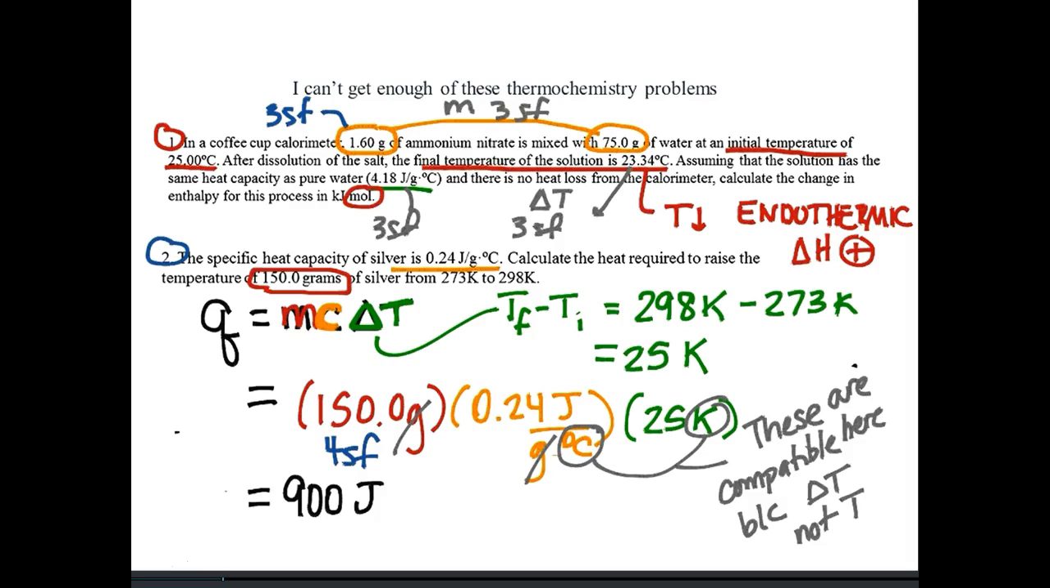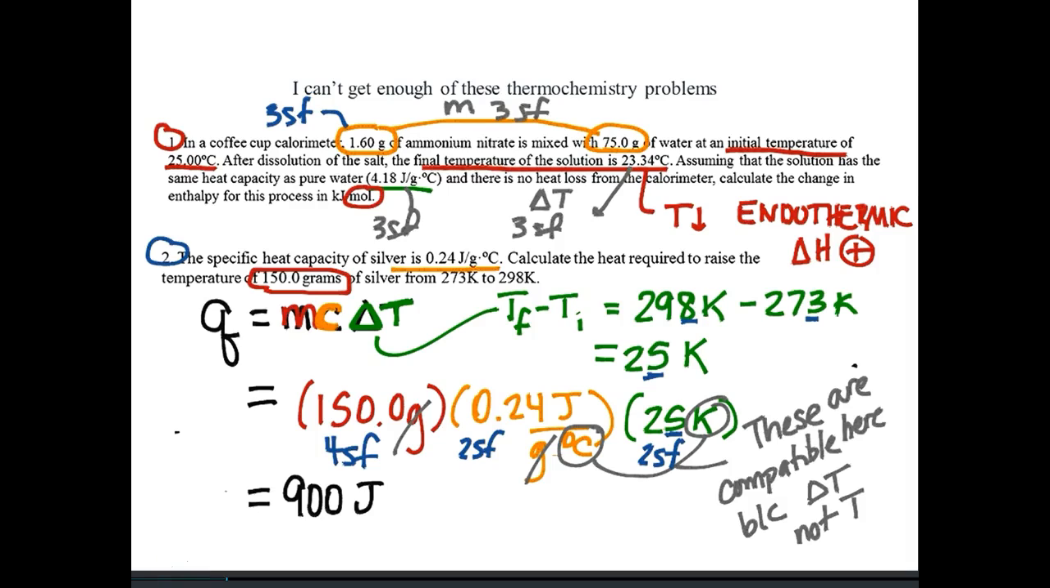150.0 has 4 significant figures. 0.24 has 2 significant figures. And our temperature has 2 significant figures because we're subtracting these two numbers from each other. 273 and 298 are both accurate to the ones place, which means when you subtract the two, the difference is accurate to the ones place, which has 2 sig figs, 25 Kelvin.